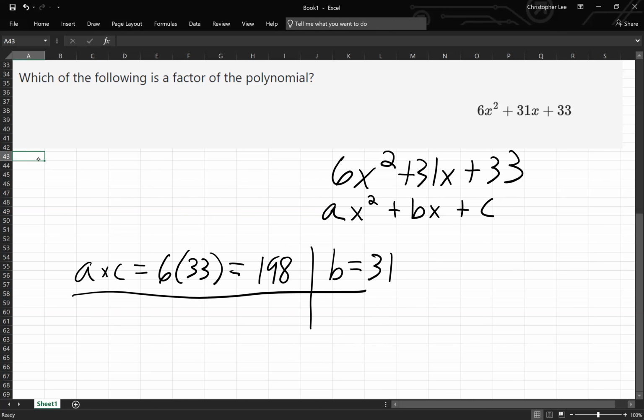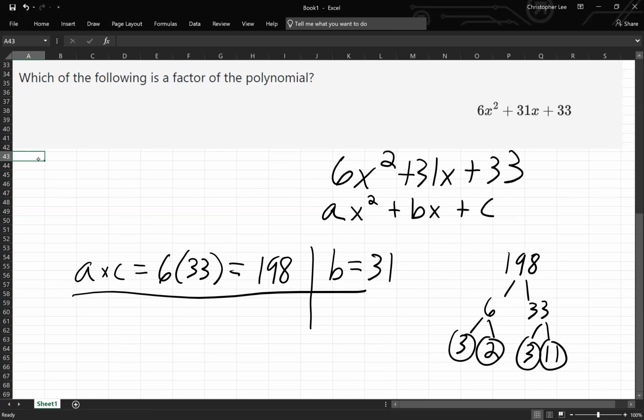Add them. I'm sorry, I misspoke. Add to 31 and multiply to 198. For me, what I'm thinking is I would do 198. That gets broken down into 6 times 33. And I would break down the 6 into 3 times 2. These are prime. 9 and 22. Yeah, that sounds good, right?